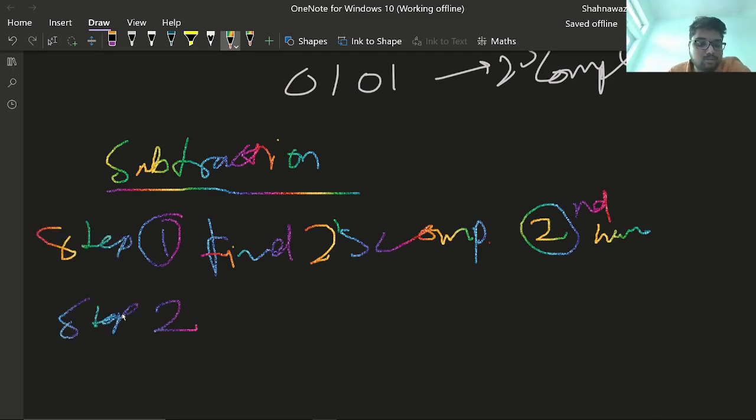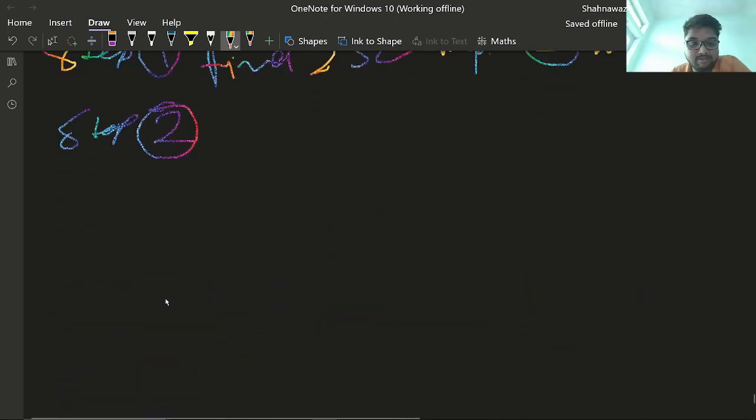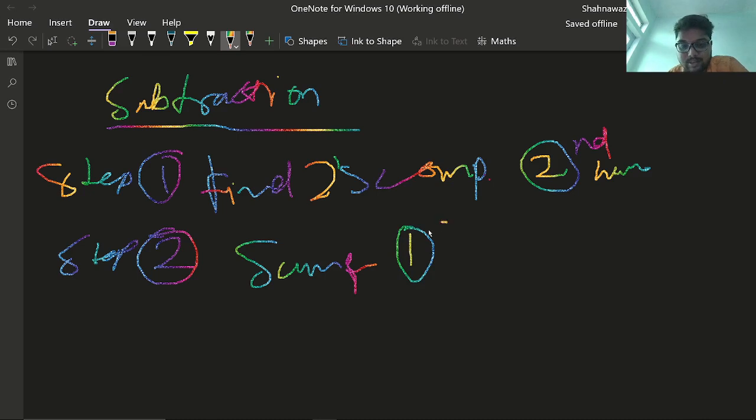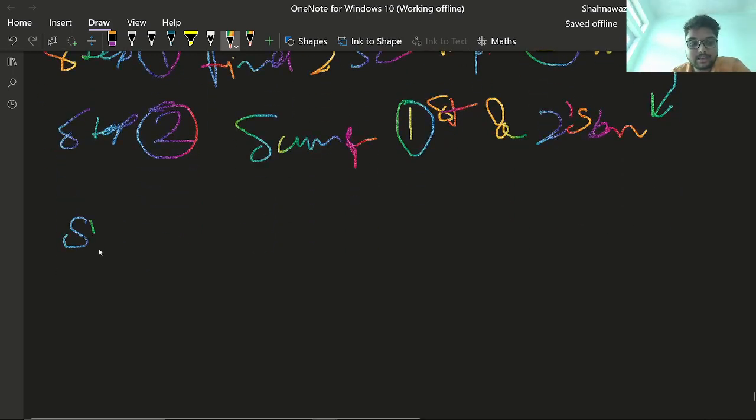Then in step 2, you have to find the sum of the 2's complement of the binary number and the binary number from which it has to be subtracted. The rule is the same, just like subtraction using 1's complement. So find the sum of the first number and the 2's complement we got from step 1. In the third step, we have to check the carry bit.